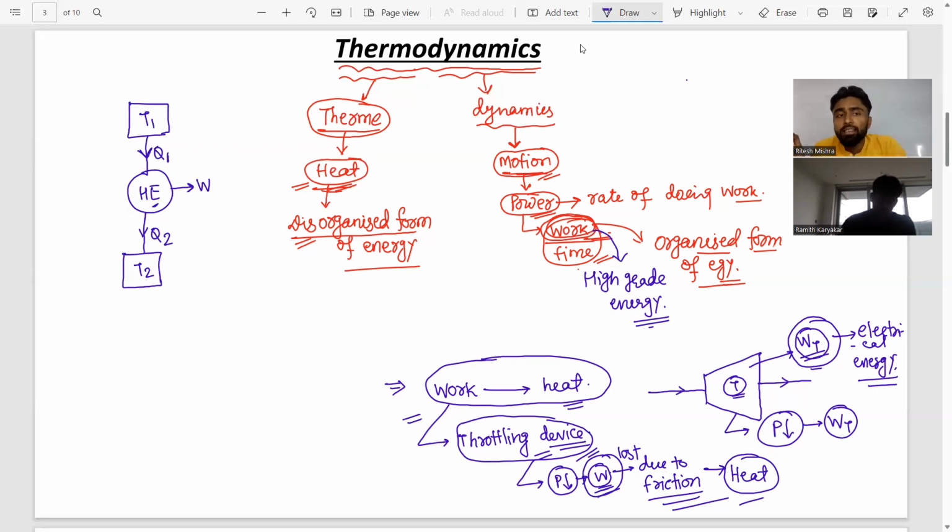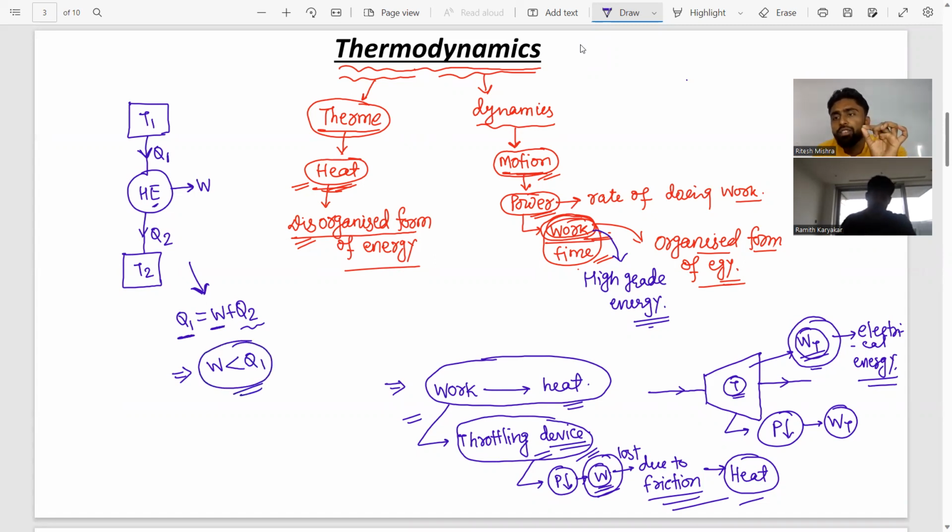Here you can easily see that heat cannot be completely converted into work, because if we balance the energy, we can write that Q1 is equal to W plus Q2, where W is work. So here you can see that heat cannot be converted into work completely. Some heat is also rejected. So we can say that work W is less than Q1.